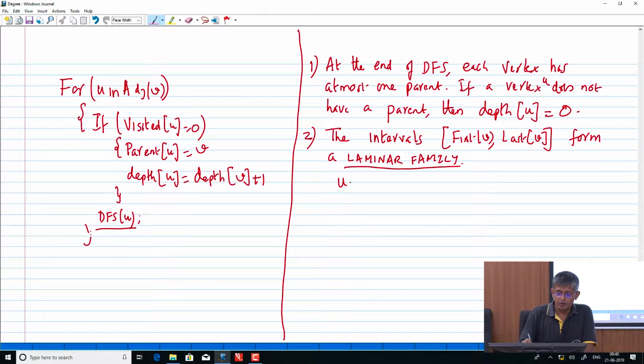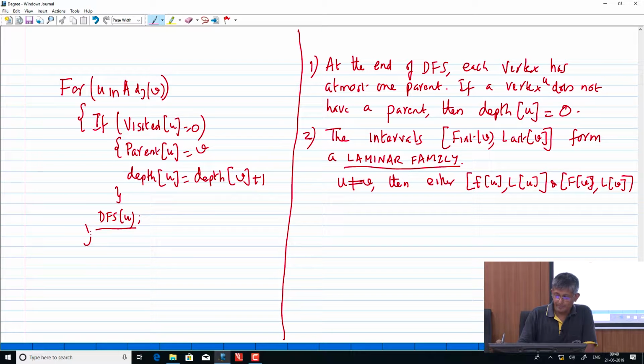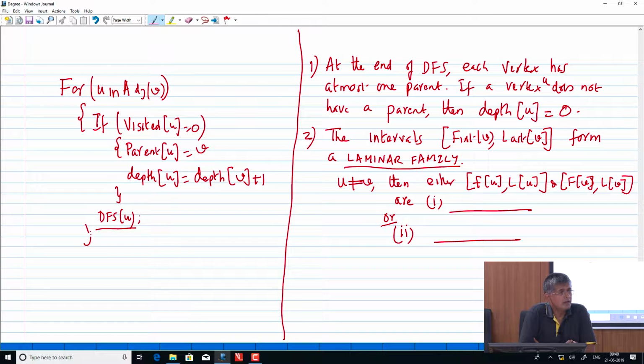If you take U not equal to V, then either, now I'll take a shortcut, f of u, l of u, and f of v, l of v. Please fill in the blank, let me see if you are with me. Don't worry about the word laminar family. I'm defining something specifically, saying that if U and V are different vertices, then the two intervals, first of U and last of U, and first of V and last of V.